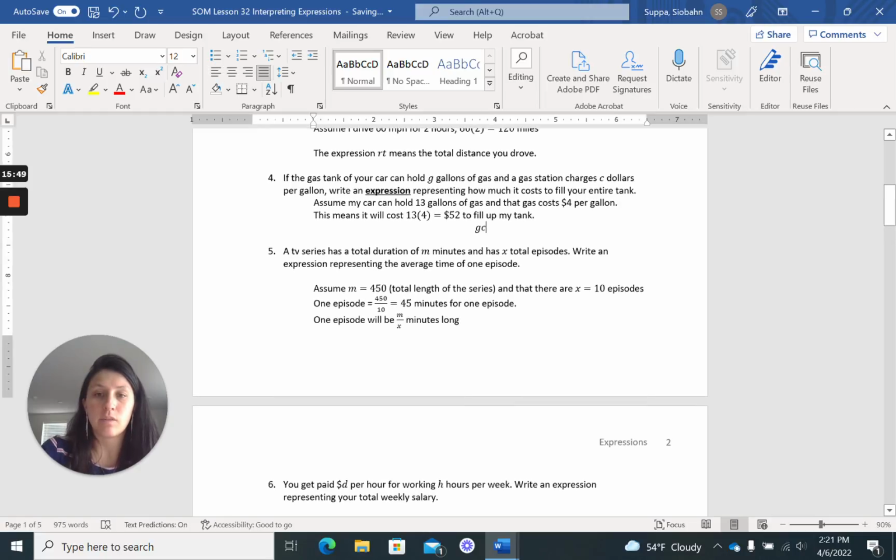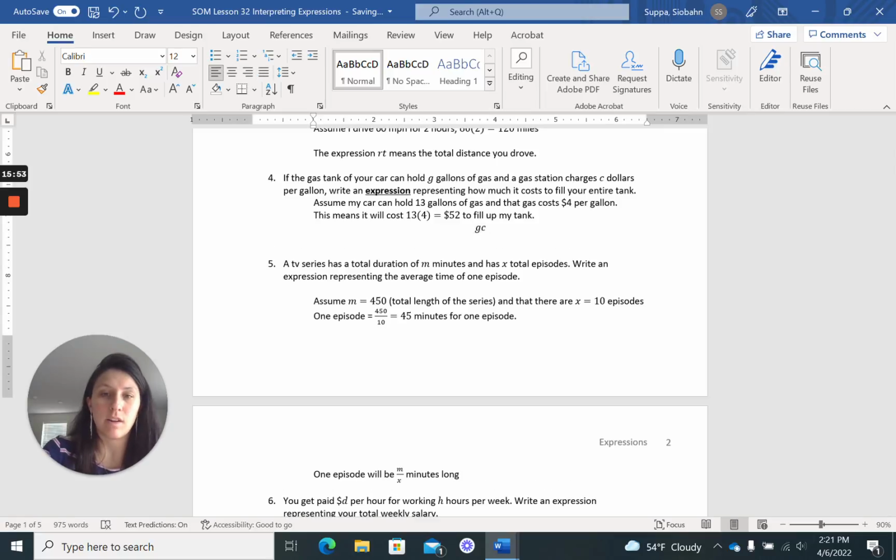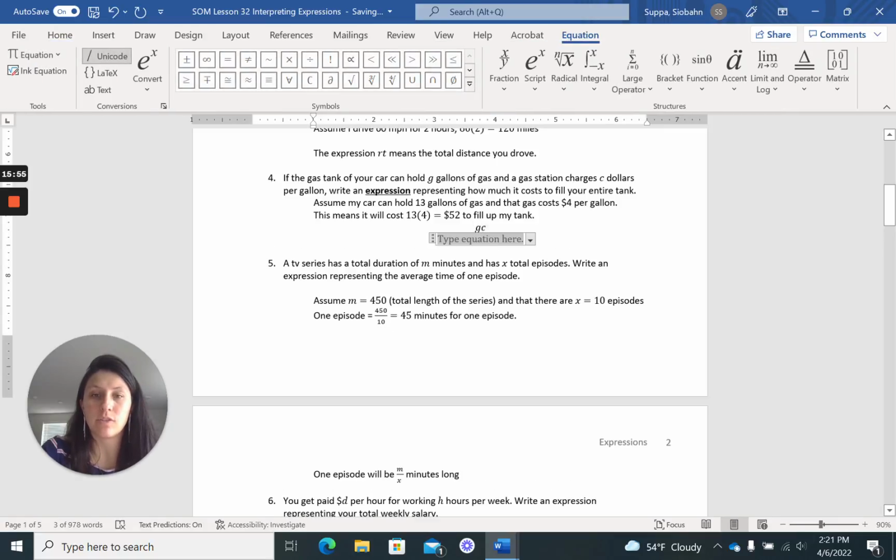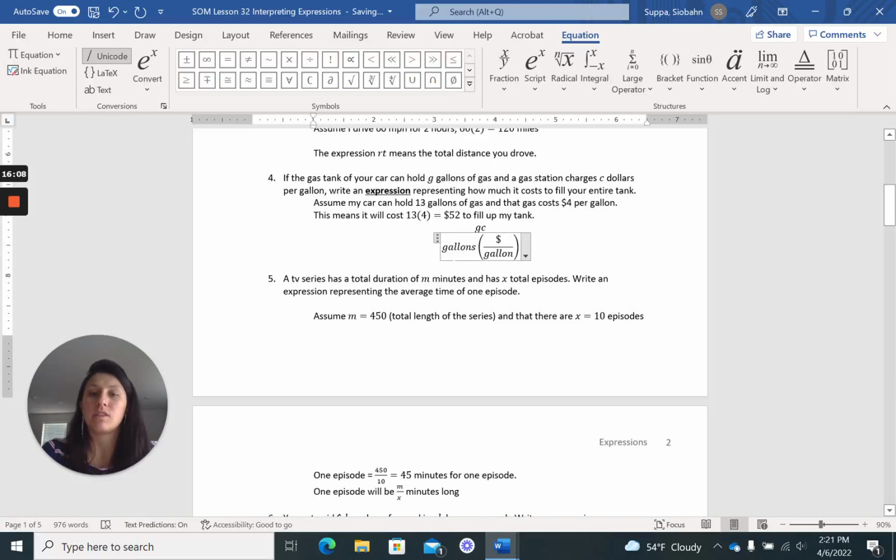The same thing up here, if we wanted to check to make sure this G times C makes sense, then you could write the units. The units for G, which is the gallons that your tank holds, would be gallons. Then you're multiplying that times dollars per gallon. So when you do that multiplication, you'll see that gallons divided by gallons crosses out, so you won't have gallons anymore, and you'll be left with dollars.